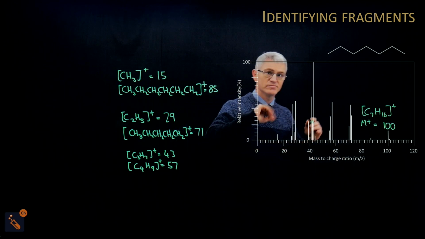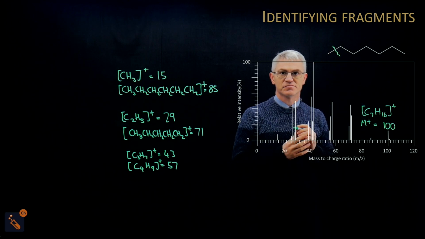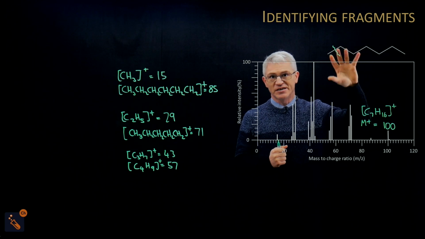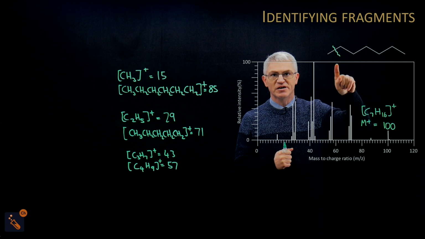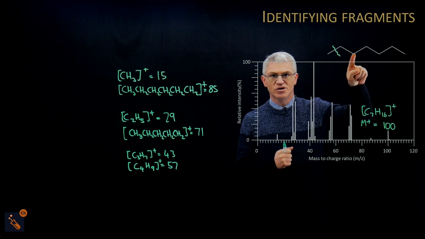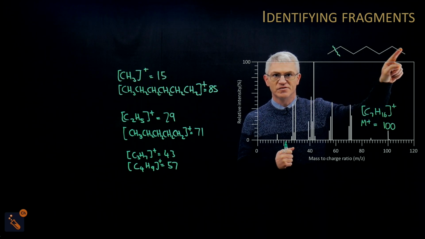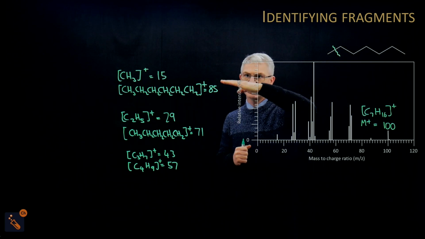Now, all we do now is we look at this and we go, right, okay, what would happen if we broke it there? And I only worry about breaking carbon-carbon bonds. Don't worry about anything else, not at this stage. So if you look here, that would be a CH3 on that side, and that would be 1, 2, 3, 4, 5, 6. So 6 carbons on that side. So I've drawn those two there.